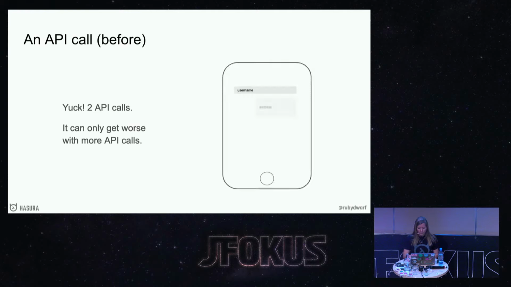Also, if you imagine a mobile app and you have this information on the UI, in this case, the username field comes from a different API call than the address. And this can lead to the fact that this data loads in a different point in time, which is not very nice to look at for the end user.